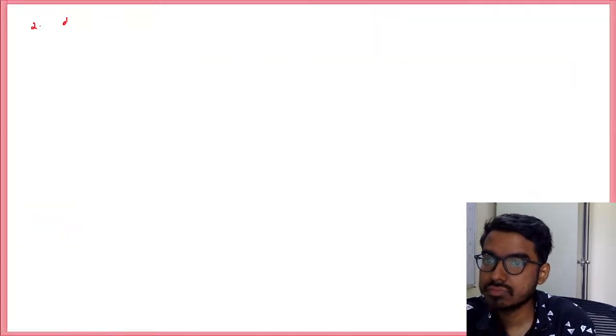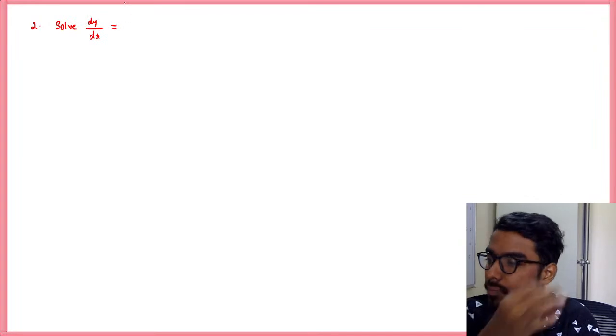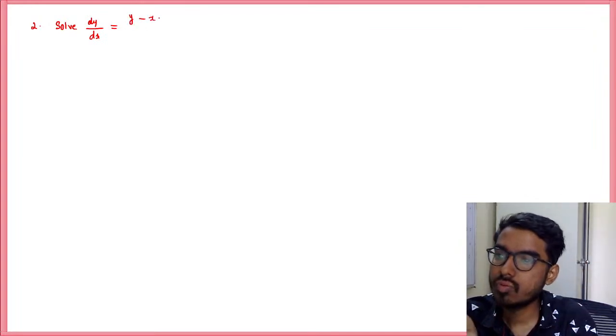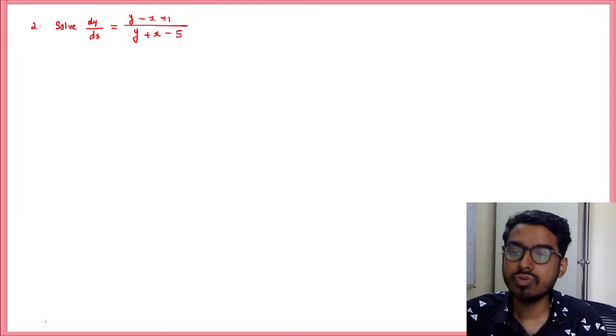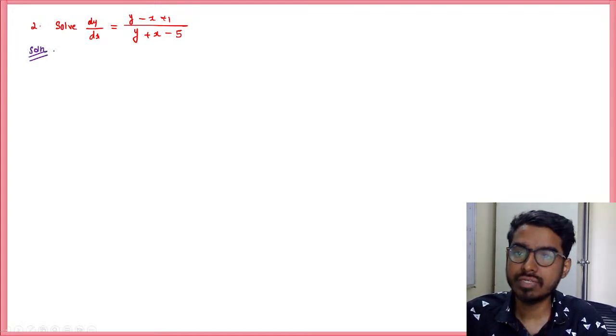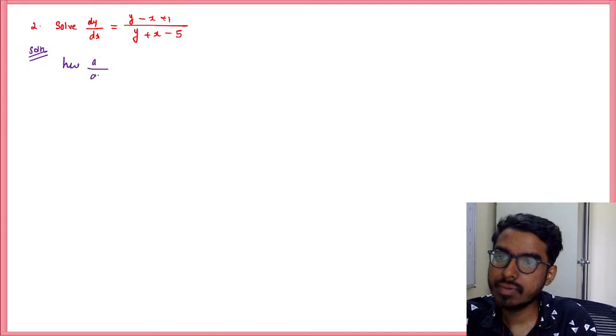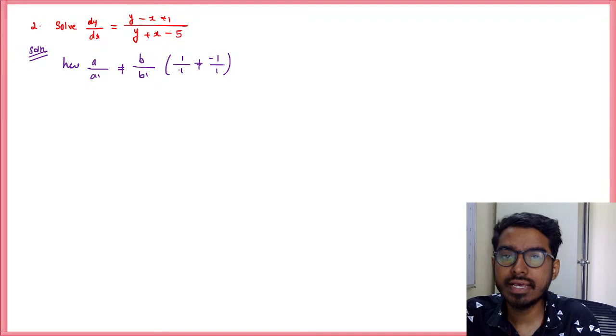dy by dx is equal to (y minus x plus 1) divided by (y plus x minus 5). Right? So you can see this is of the form ax plus by plus c. So we'll do this very fast. Here a by a dash is not equal to b by b dash. Right? 1 by 1 is not equal to minus 1 by 1. So it falls under case 1.